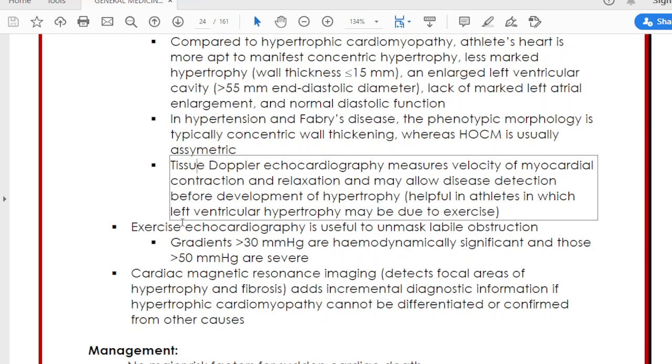Tissue Doppler echocardiography measures velocity of myocardial contraction and relaxation and may allow disease detection before development of hypertrophy, helpful in athletes in which left ventricular hypertrophy may be due to exercise. Exercise echocardiography is useful to unmask labile obstruction. Gradients >30 mmHg are hemodynamically significant and those >50 mmHg are severe.